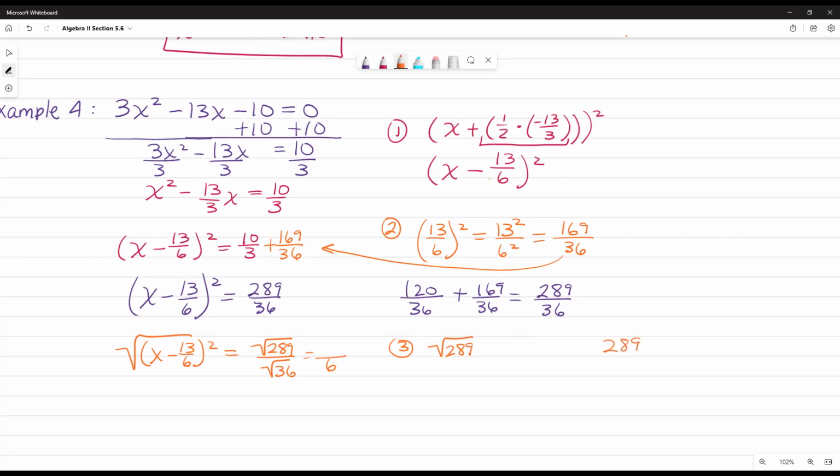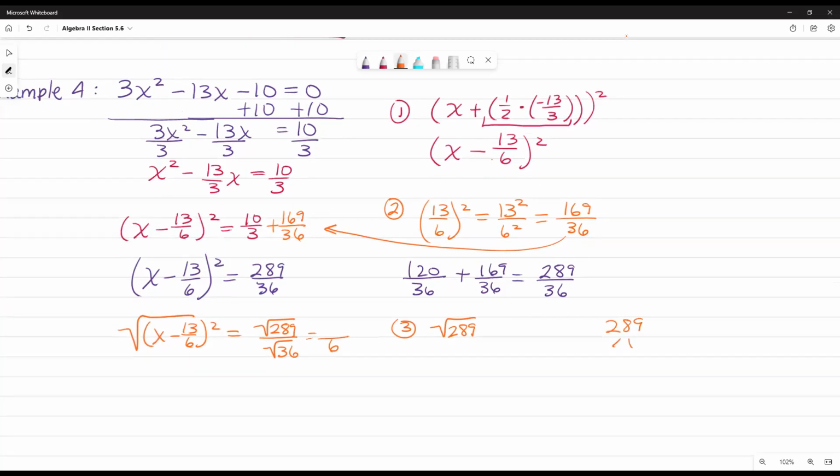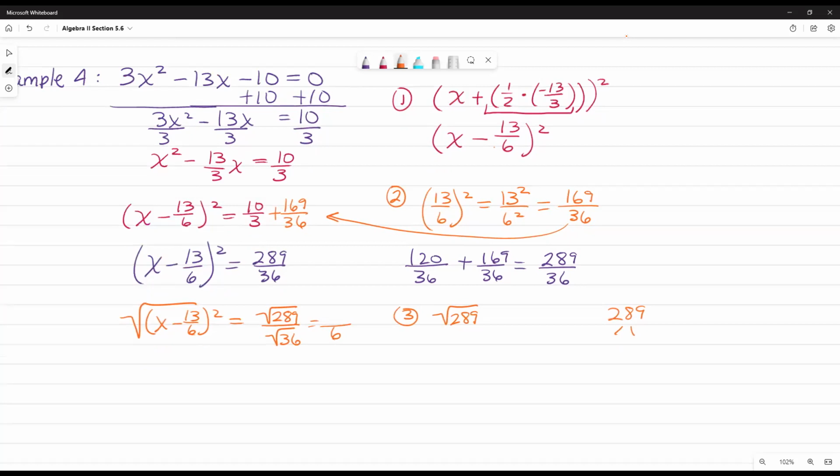So 289, no idea. 17, 18, 19. Well, what'd they say? That is just so rude. 17. Okay, so 15 squared is 225. 16 squared is 256. So yeah, I would try 17. Fortunately, they're going to be nice enough to give you a perfect square. 17 times 17. Carry my 4. 9, 8. Yep, it's 17. So the square root of 289 over 36 equals plus or minus 17 over 6.